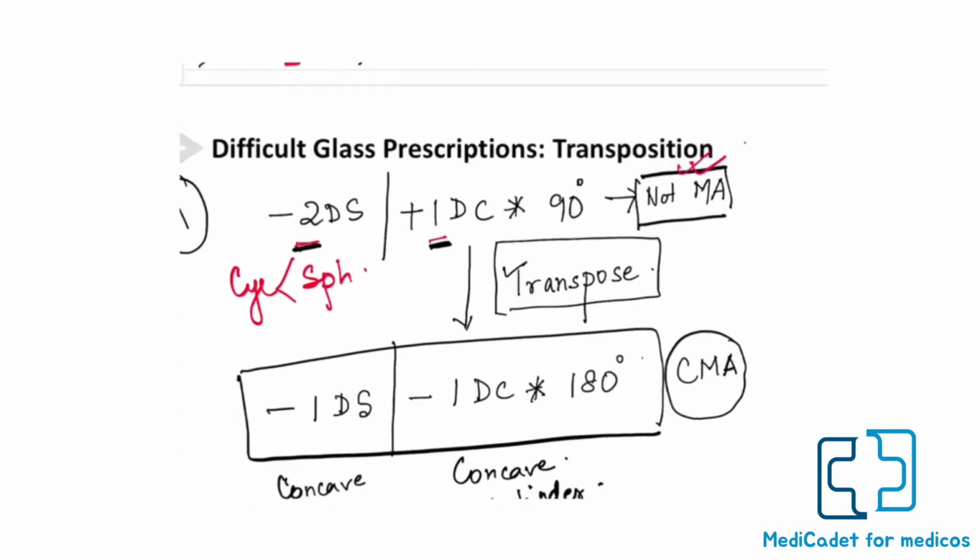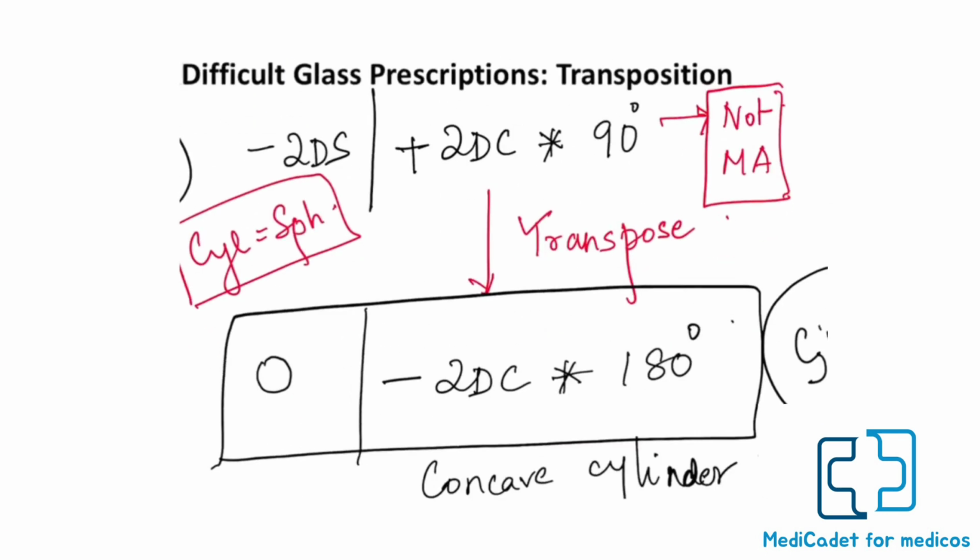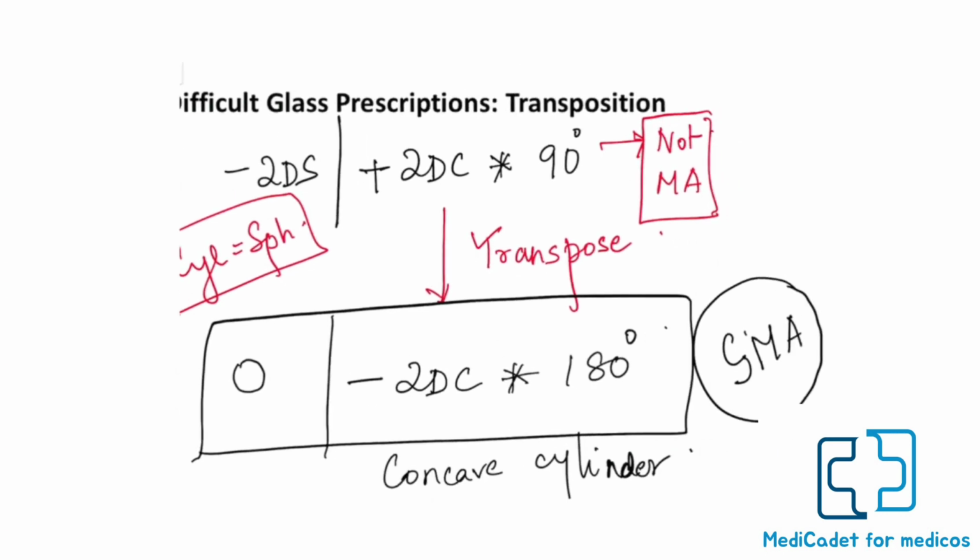So see here, the first example that we saw was where there is a plus minus combination, but the cylinder is less than the sphere. When I transposed, I got this, and this format I understand: concave sphere, concave cylinder, that is minus sphere, minus cylinder, that is CMA. Now here the sphere and the cylinder are equal. Once again I transpose, and I get this, where there is a concave cylinder. This is also a format I understand, this is SMA. So these are the two difficult prescriptions that can come. They are less likely to come, of course, but this completes everything that can come from here.